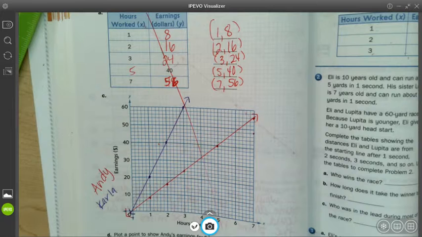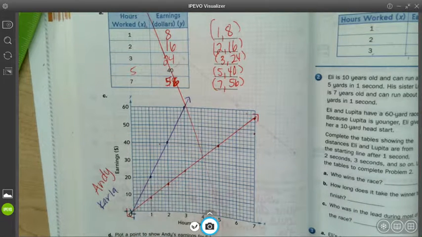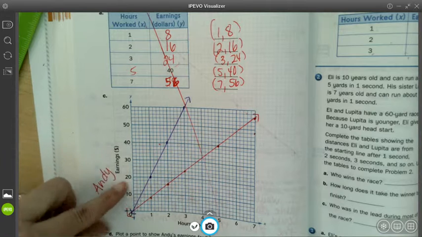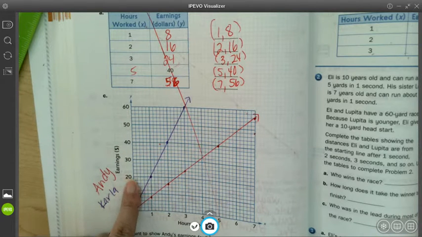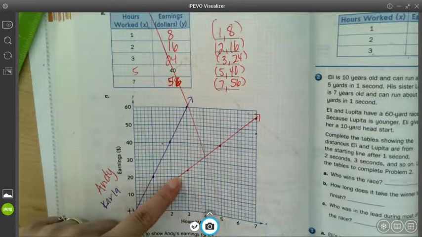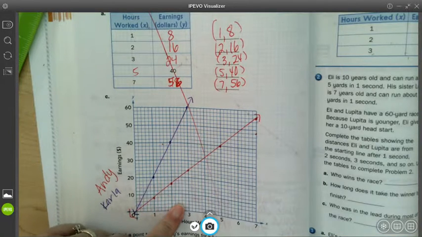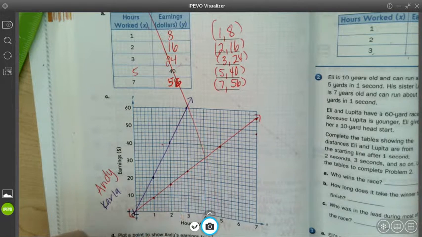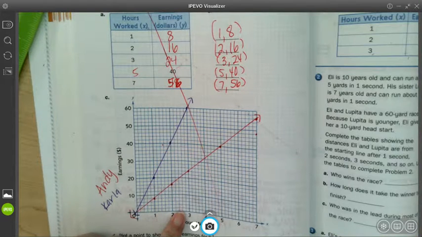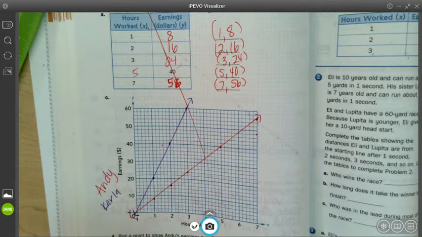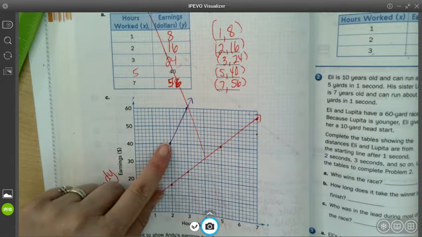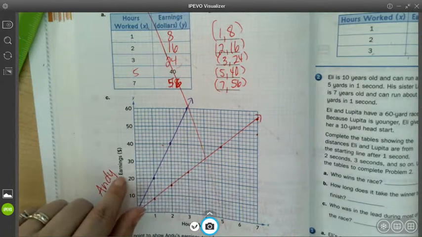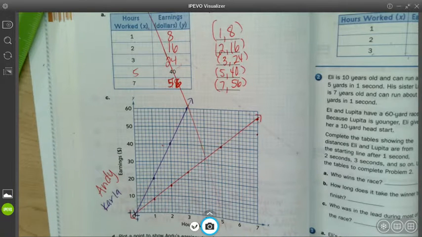Okay, we know that it takes Carla 1 hour to earn $20. How many hours do you think it would take Andy to earn $20? Okay, we're going to look over here. Here's the earnings. We're going to go to 20. And we're going to go to Andy's line now. So how many hours do you think it would take for Andy to earn $20? Yeah, hopefully you said about 2.5. Okay, we saw that Carla can earn $40 in 2 hours. How many hours would it take Andy to earn $40?